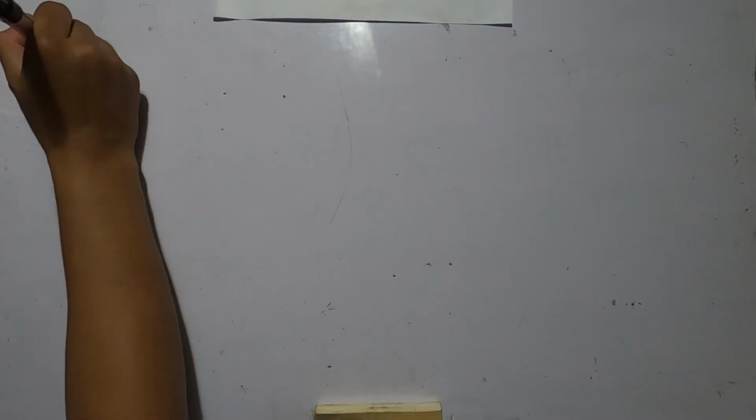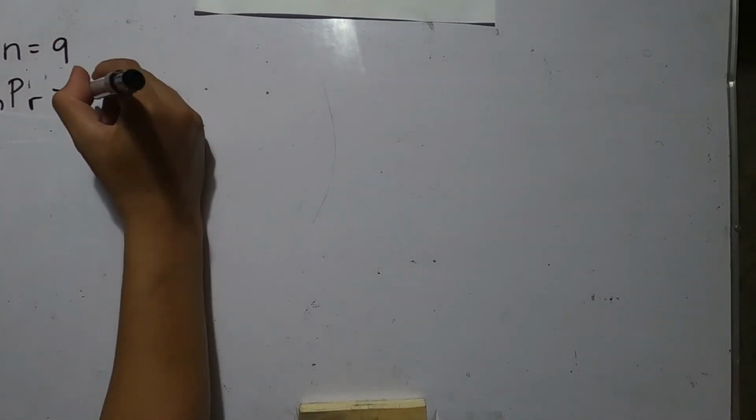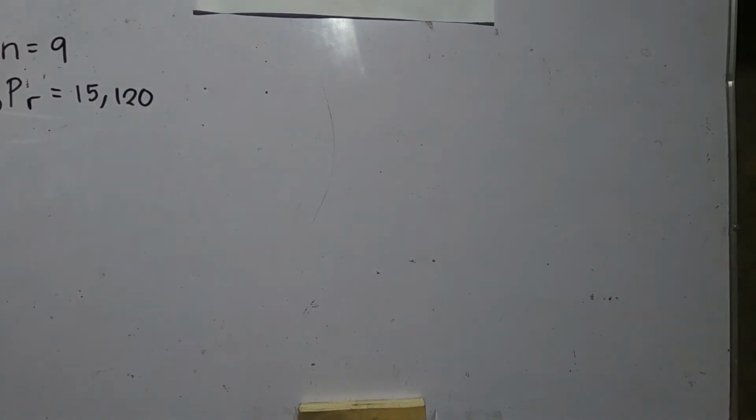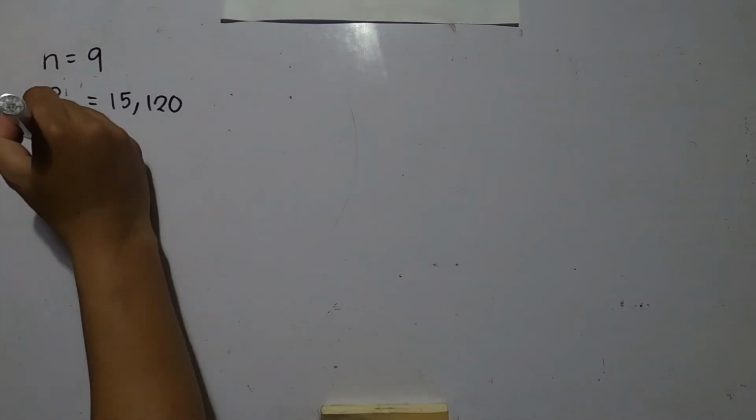Let's now answer. This given problem involves permutation. By understanding the given problem, we know that the value of n is equal to 9, and the value of permutation of n taken r is equal to 15,120. The problem asks for how many winners were declared. This implies that we need to solve for the value of r.